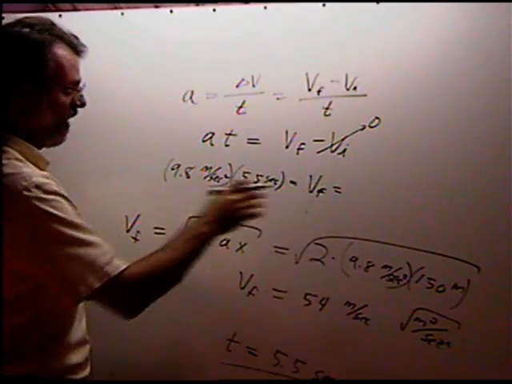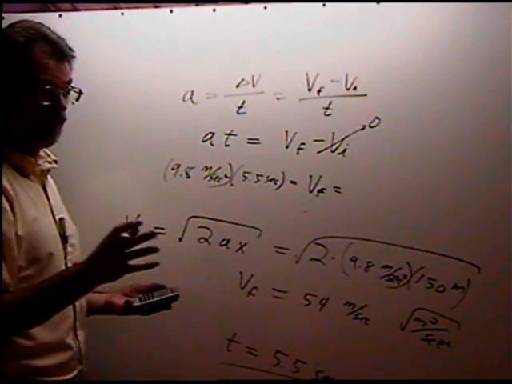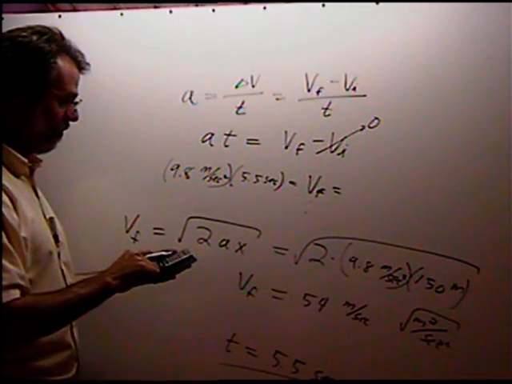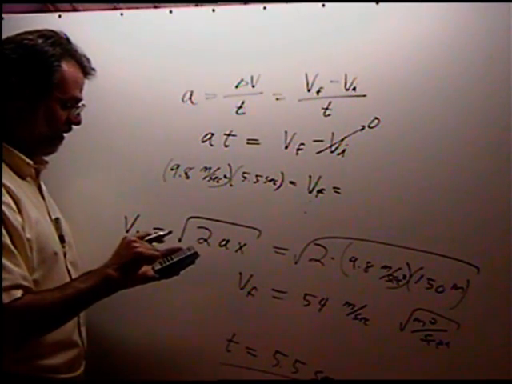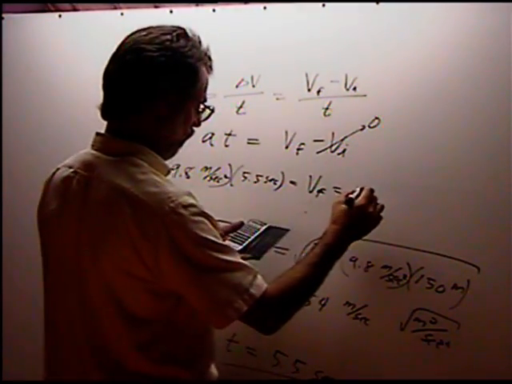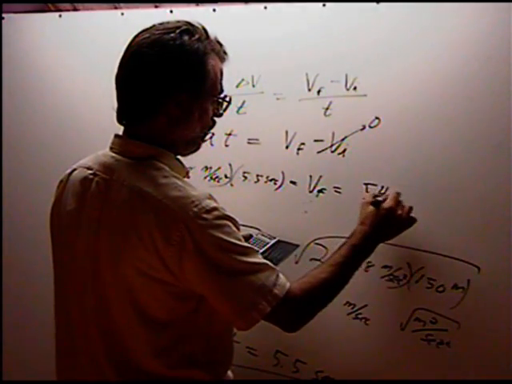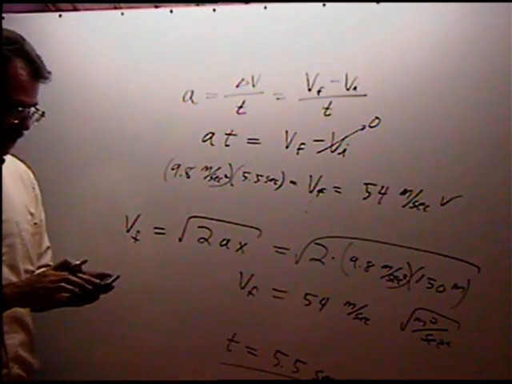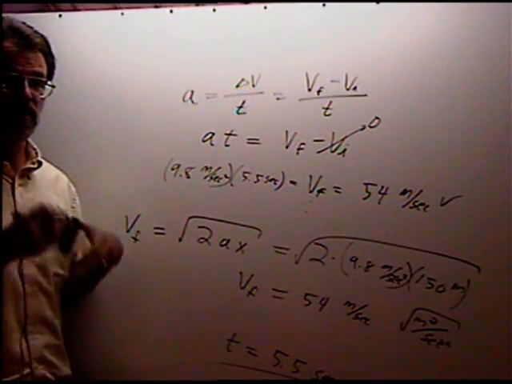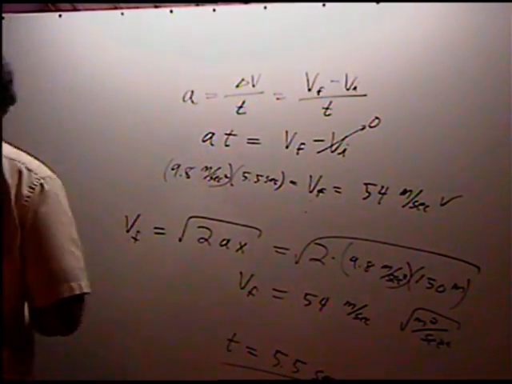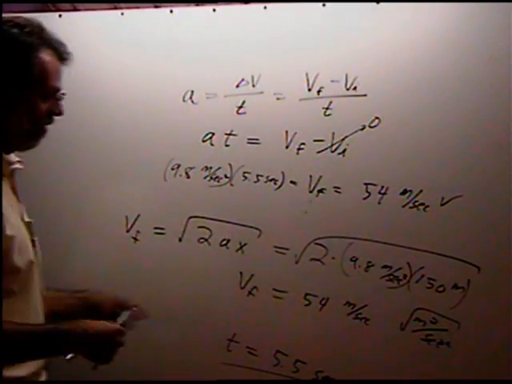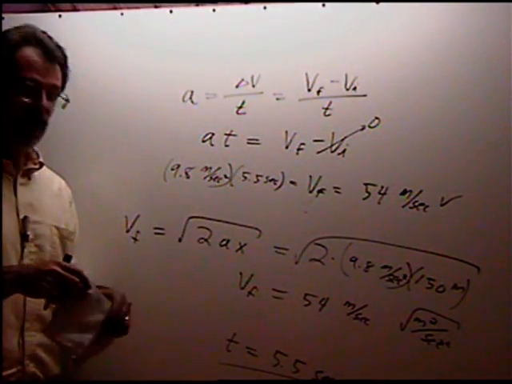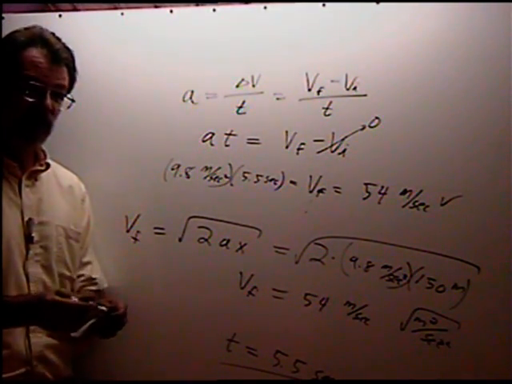should equal the final velocity. And it's a check. It's another way to check the final velocity. 9.8 times 5.5, and we get 53.9, or rounded off to 54 meters per second. So that's actually a good check. You can do things like this to check your answers, to see if in fact all of these equations should all agree with each other. If they don't, then something's wrong.